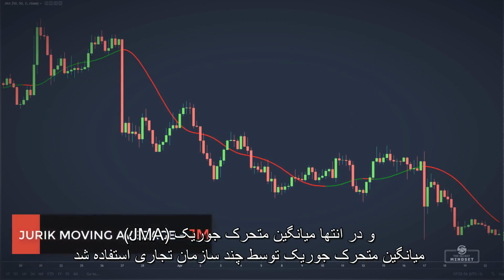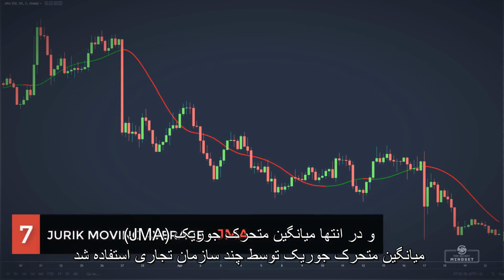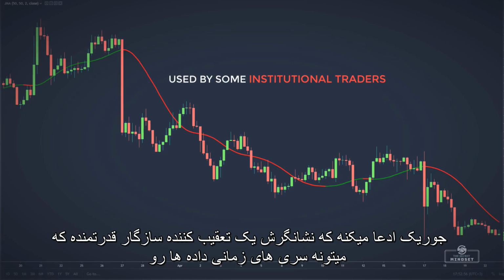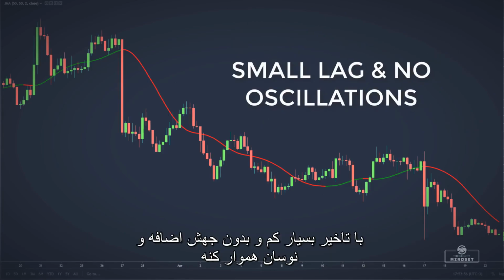And finally, the Zurich moving average. The Zurich moving average is used by some institutional traders. Zurich claims that this moving average is a powerful adaptive tracker that can smooth time series data with very little lag, no overshoots, and no oscillations.